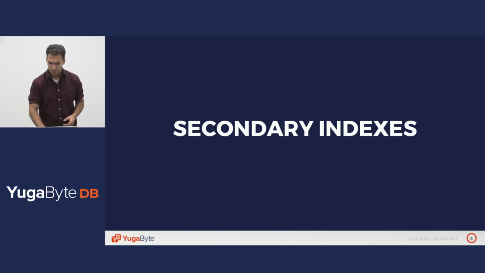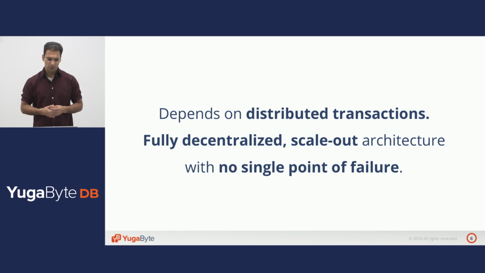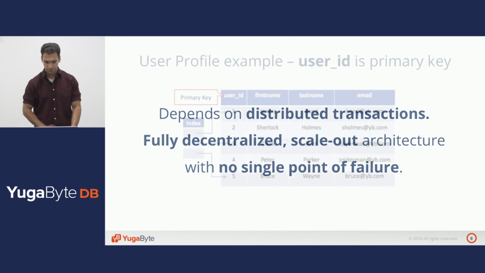So how do secondary indexes work in a scale-out database? Well, Yugabyte builds its secondary indexes on top of its distributed transactions. We have a separate talk explaining how distributed transactions work, so I would totally encourage you to check that one out. Distributed transactions in Yugabyte are a fully decentralized scale-out architecture, and they have no single point of failure. If you want to scale out the distributed transactions and get more transactions, just add more nodes to the cluster.